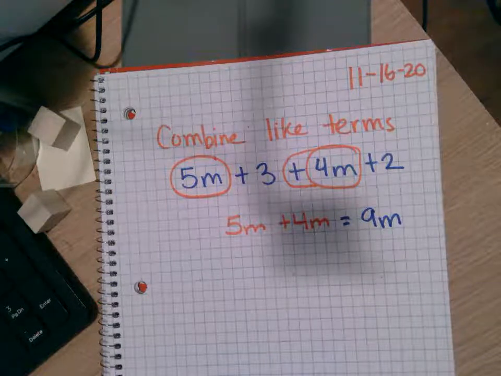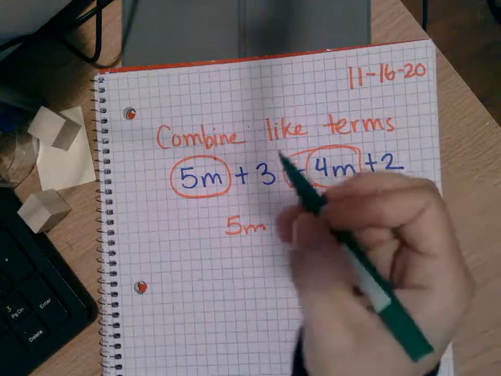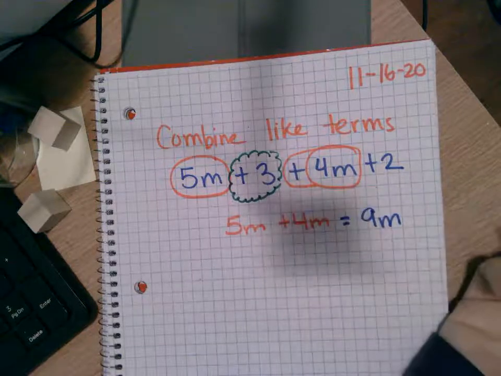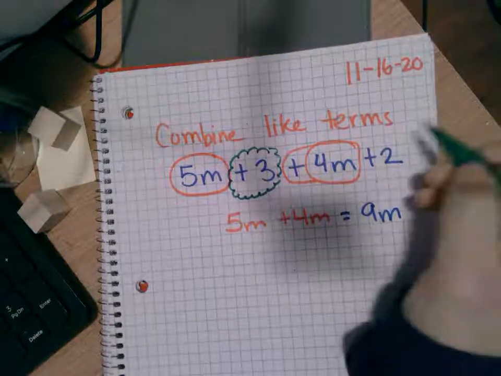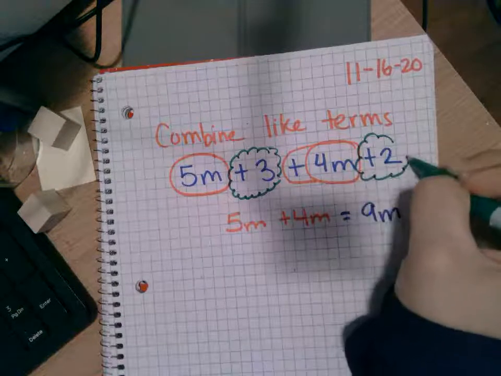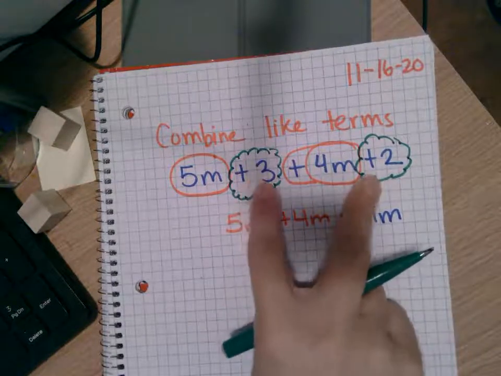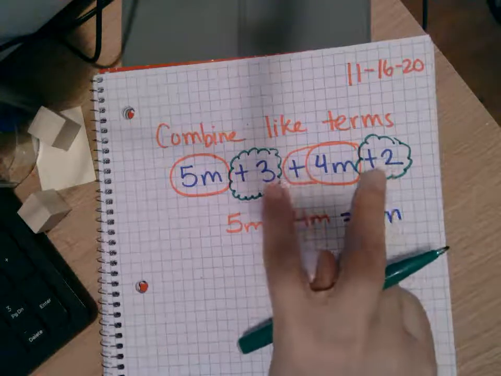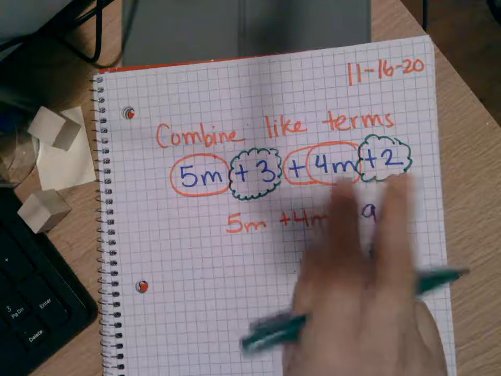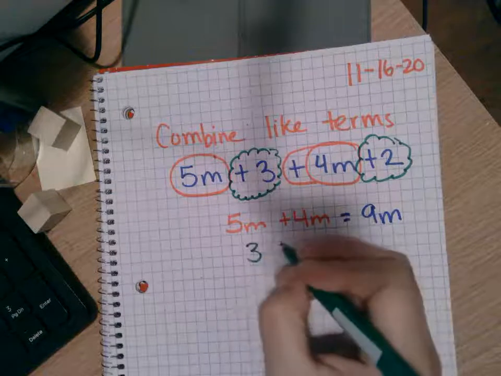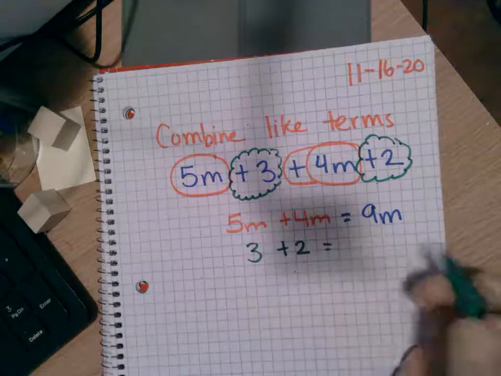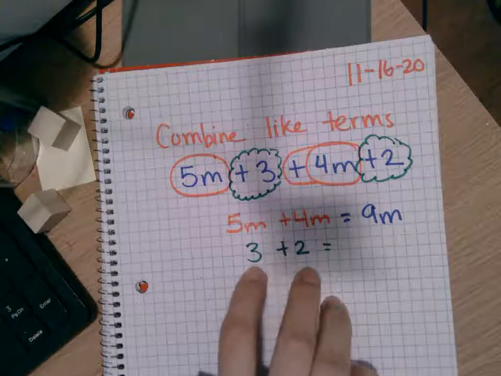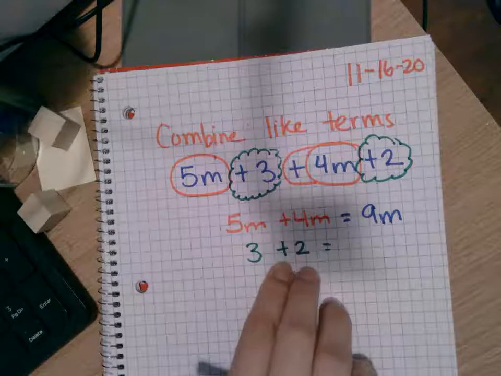Now I look back and see what is not circled. I have a 3 all by itself with a plus sign. So I'm going to put a bubble next to it, and then I'm going to put a bubble next to the 2. These 2 bubbles have like terms, just single numbers that don't have variables on them at all. They're just simple numbers, so I'm going to put a simple number plus a simple number. They don't have anything attached. To me, they're like money. So 3 plus 2 is like $3 plus $2. So what's 3 plus 2?